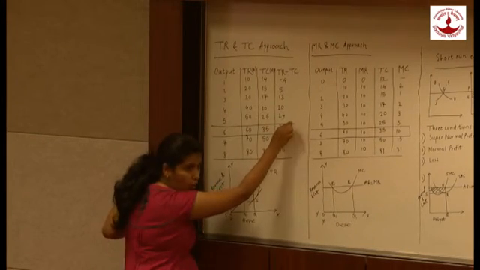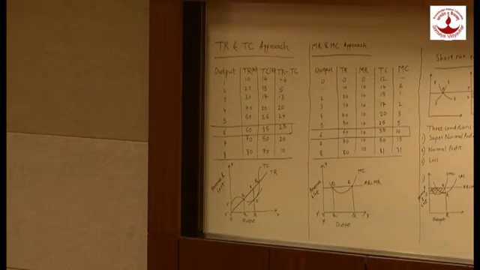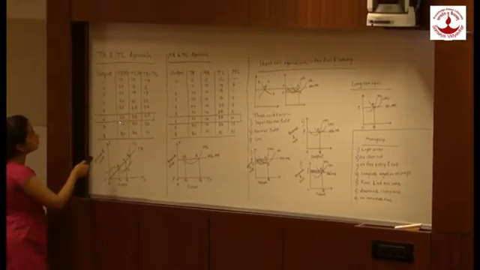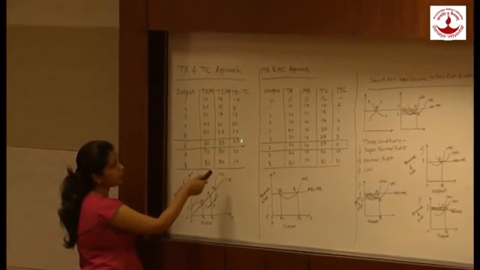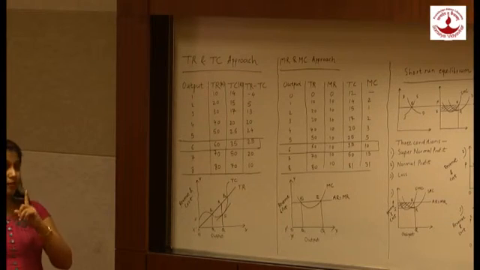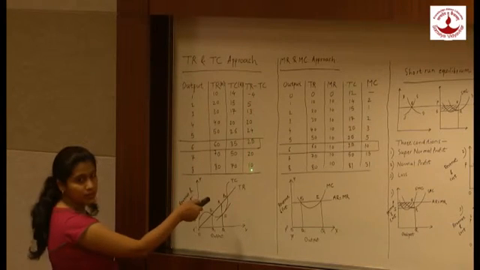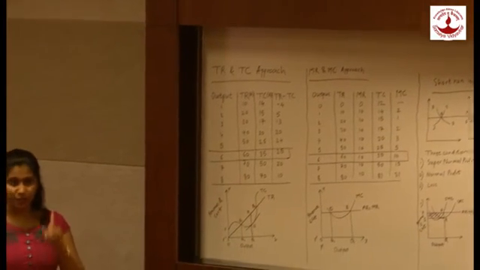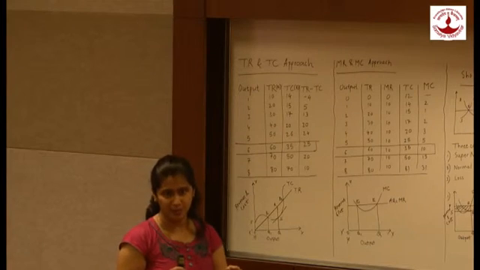And when the sixth unit is produced, concentrate on the sixth unit. Here you can see that total revenue is 60, total cost is 35, but the profit level is 25. Can you all see? The profit level is 25, and if you observe all the figures in this table, you will find that 25 is the maximum figure. It means that TR minus TC is maximum at the sixth unit.